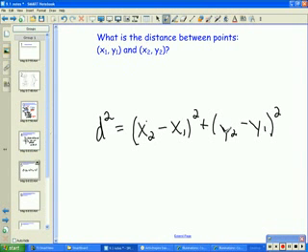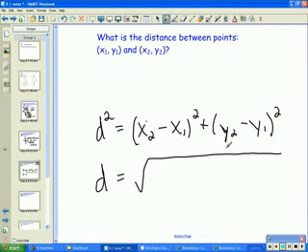What would end up happening is, let's say this was 8 minus 5, that would give you 3. If you accidentally did 5 minus 8, that would give you negative 3. But when you square it, you're still going to get a positive answer. So as long as you subtract the y's and subtract the x's, square them, add them together, that'll give you the distance squared. So really the distance formula is going to be the square root of all this stuff.